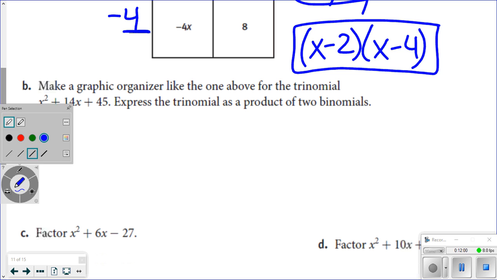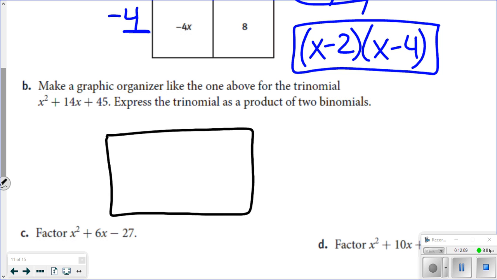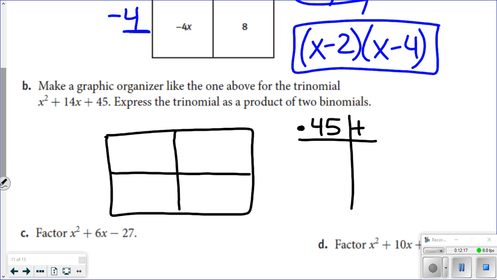All right, try question B. I'm going to have to draw in our own box here. Numbers that multiply to get 45, add to get 14.